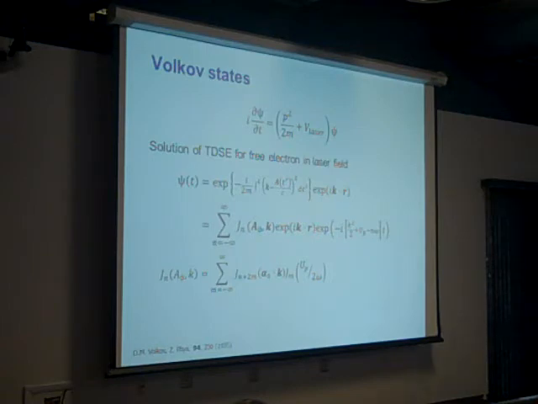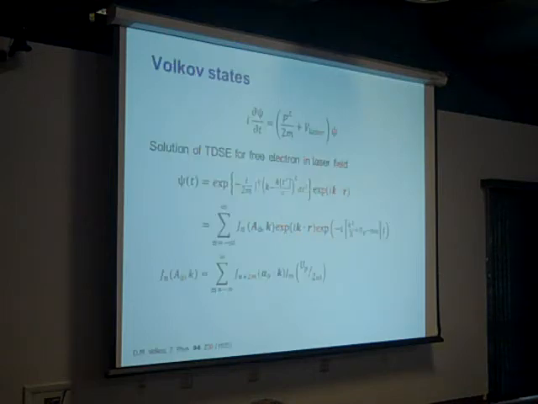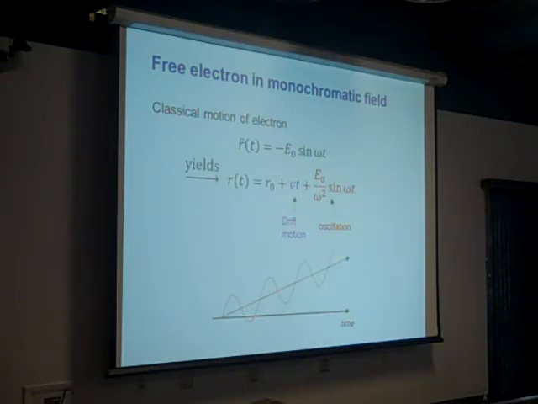What is this? You can understand it best if you look at this problem not quantum mechanically. This is the free electron in the laser field quantum mechanically, and you have this solution. You can look at this also classically. What is the classical motion of an electron in a monochromatic field? I can write down Newton's equations, which is just the field strength times sine omega t. I can solve for this one. R of t is some initial point, then I have a drift motion here, v times t. The v corresponds to my k here. And I have an oscillation around this drift motion.